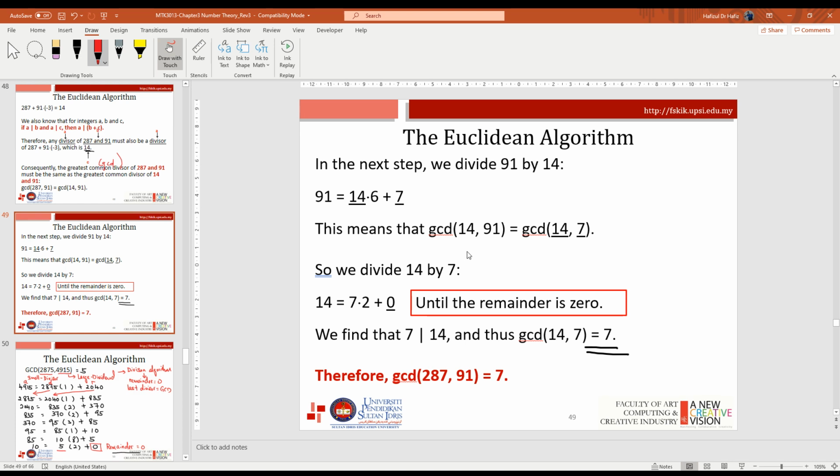in the next step, we divide 91 by 14, and then we got 14 and 7. Then we divide 14 by 7 until the remainder is 0. So the GCD of 287 and 91 is 7, because the remainder is 0.